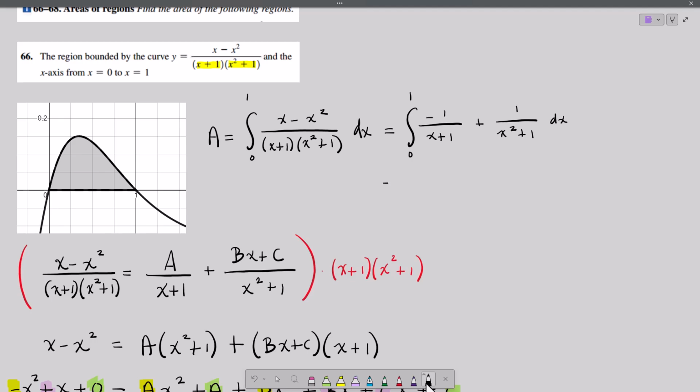So the first one is in log form. So that's minus natural log absolute x plus 1. And the second one is in arctan form. And that's our basic arctan. So plus the arctangent of x, and this is going between 0 and 1.